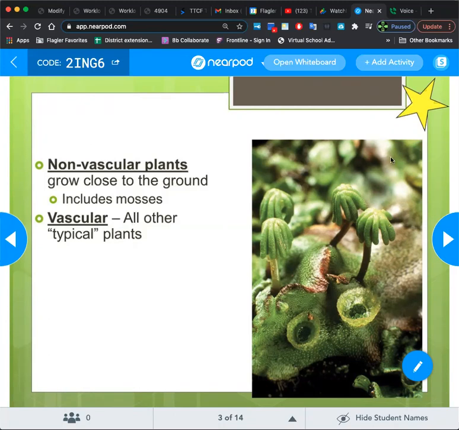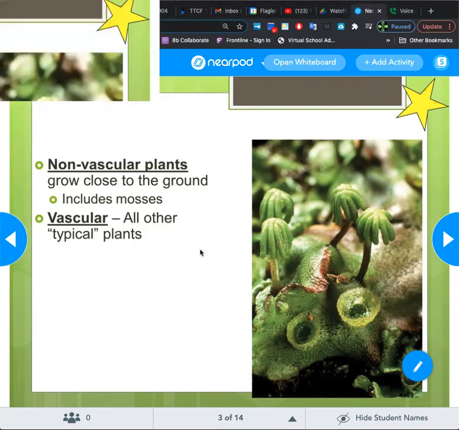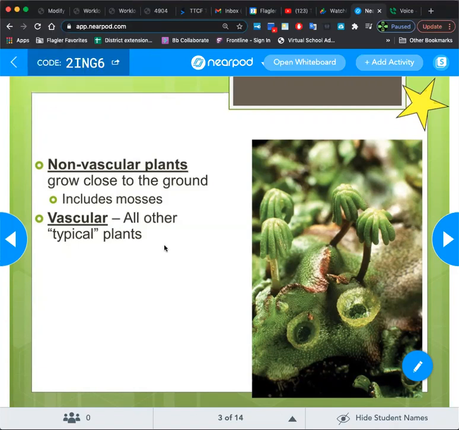And then our non-vascular plants are pretty much everything else. They don't have all those parts. They're not advanced. They don't have vascular tissue. They can't grow up high, so they're going to be close to the ground. These are like your mosses and things like that.